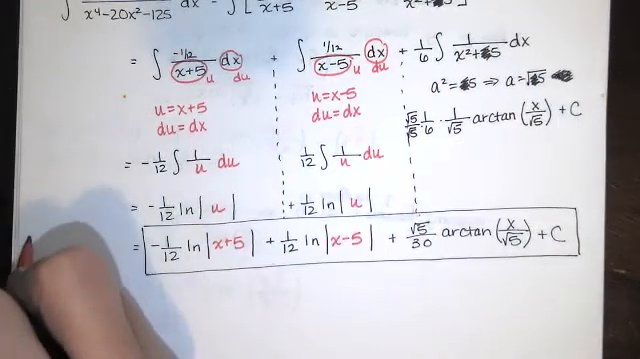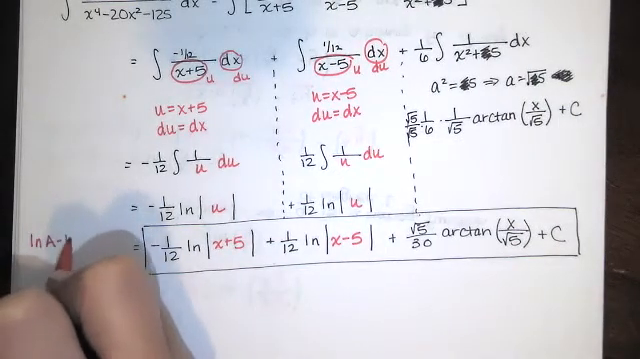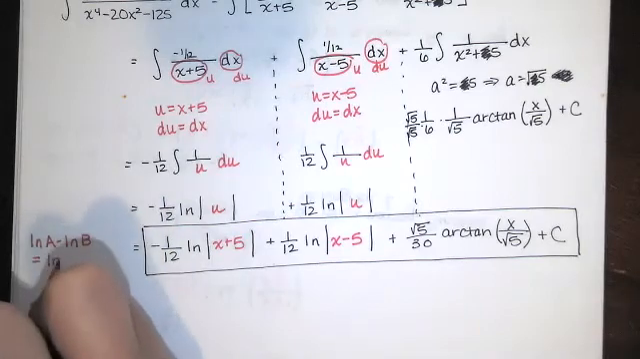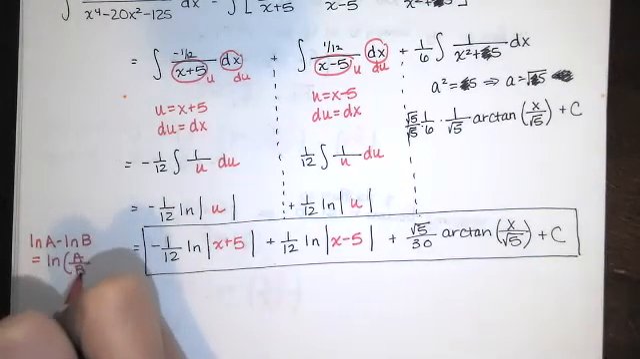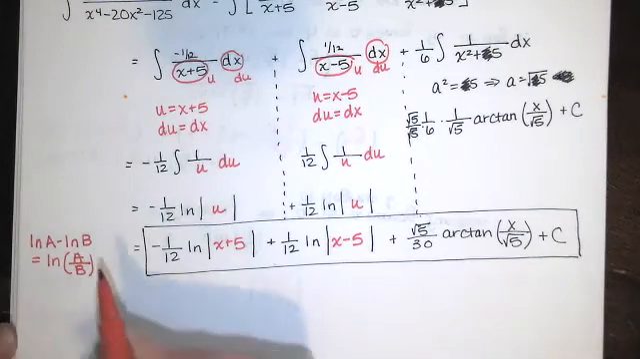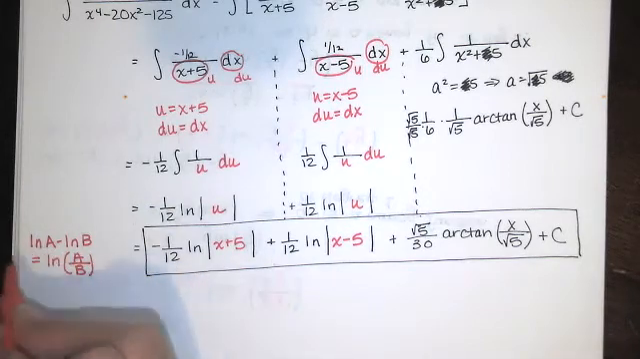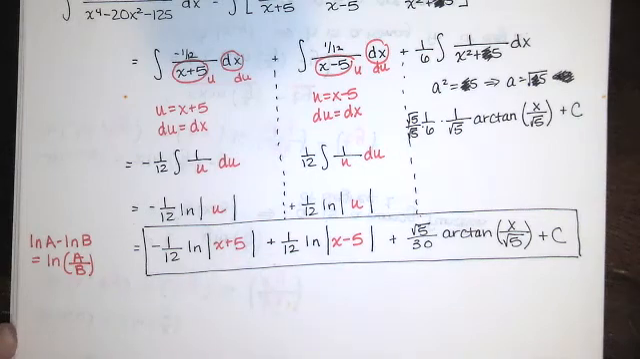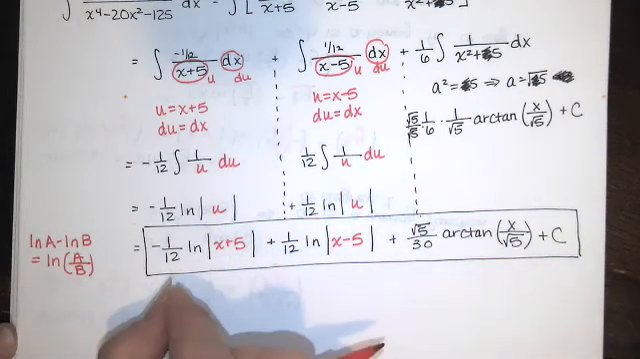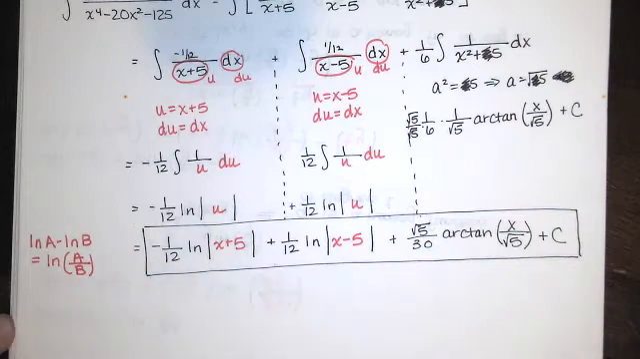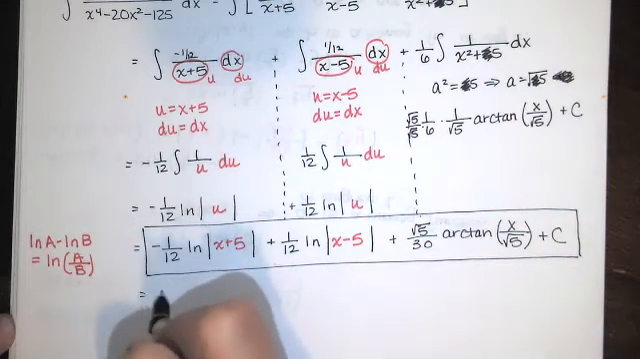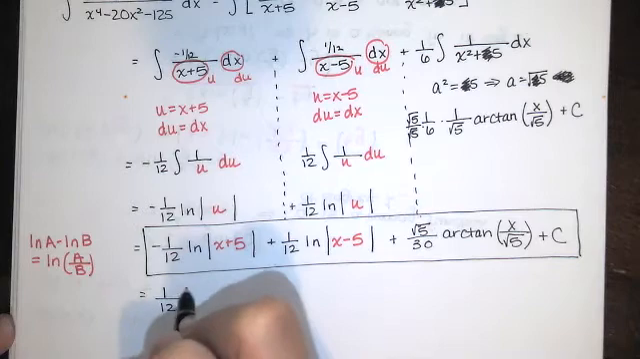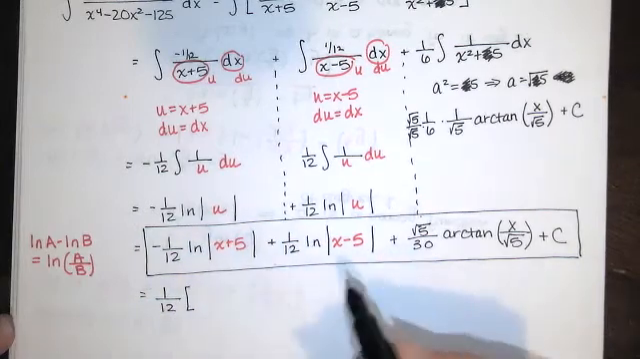If you have natural log of a minus natural log of b, you can write that as the natural log of the quotient, a over b. And if you have a constant out front, you can't use that rule. So each of those constants should be brought up inside as a factor. Or maybe we just factor the 1/12 out from everything. So let's do that. Let's factor out 1/12. And I'll put the positive one first.